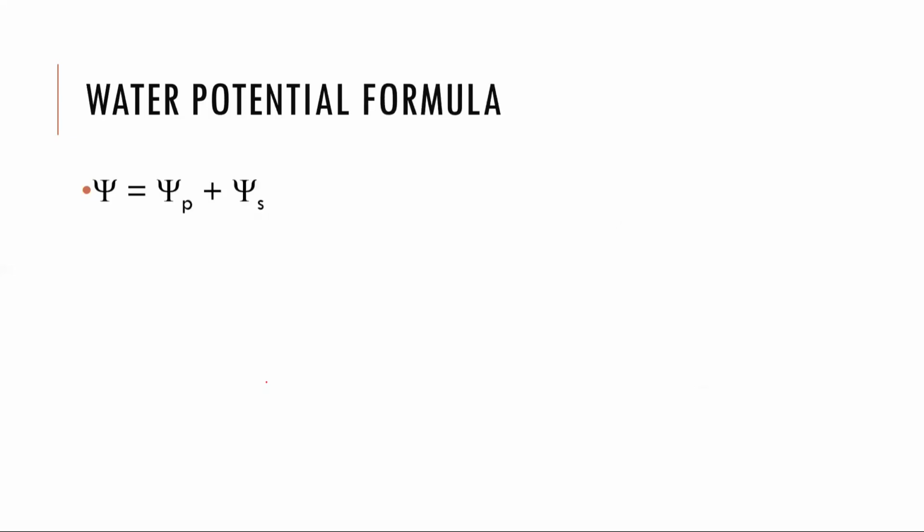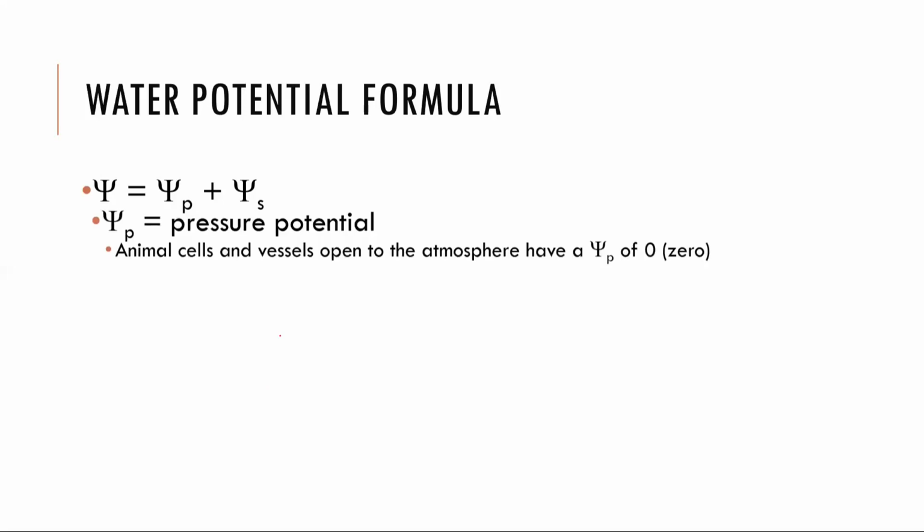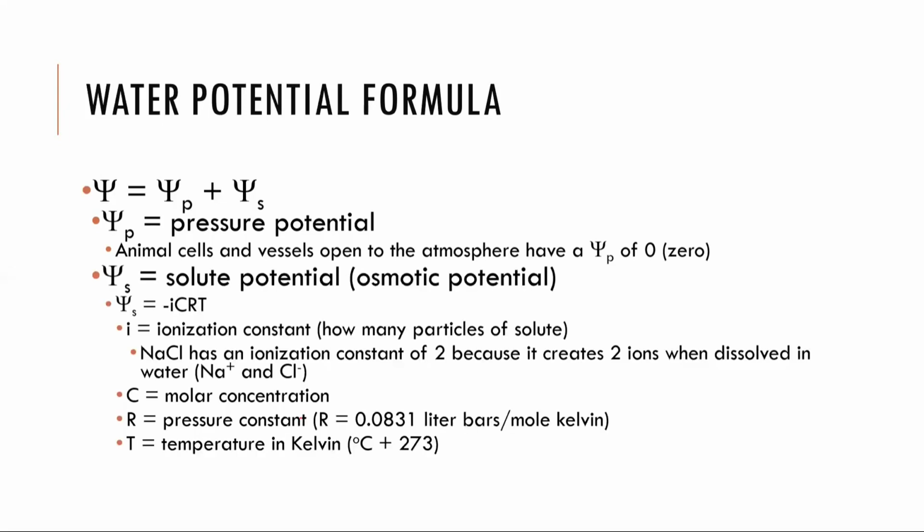So the main formula looks like this. That symbol is called psi, but the water potential is broken into 2 parts. The pressure potential, which again has to do with the pressure, and like I mentioned already, open containers in animal cells have a pressure potential of 0. The only time you would have any pressure would be in a plant cell, and I haven't seen too many of those on the AP exam, at least. But there's a lot of open containers, so that's a big deal.